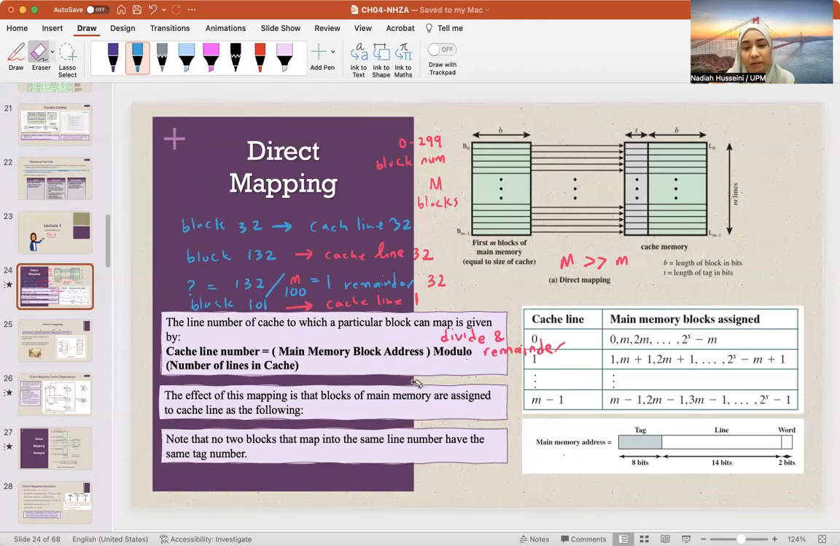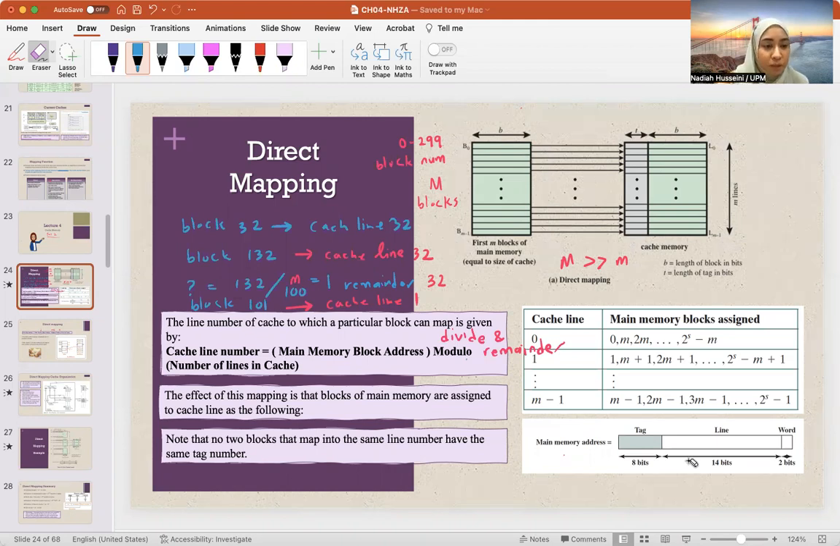So for example, for direct mapping, we have the main memory address like so. We have the tag, and we have the line, and then we have the word. Here it specifies that the tag is 8 bits, the line is 14 bits, and the word is 2 bits. But in reality, this depends on your main memory size and also your cache size. Based on those sizes, your main memory address will change, because you can have variations of memory size and cache size. Therefore, your main memory address will correspond to that as well.